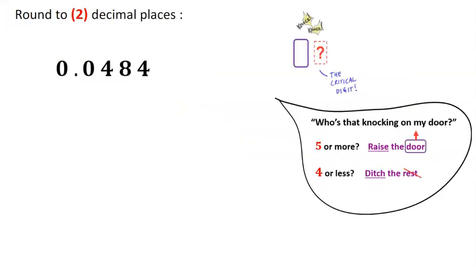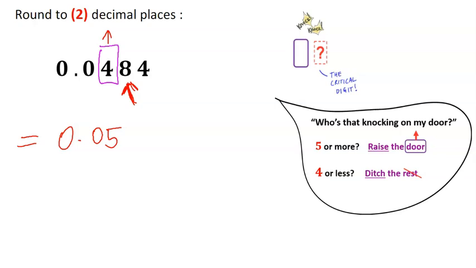This instruction says round to 2 decimal places. That tells you where to put the door. The digit is the one to look at. Now we need the song. Who's that knocking on my door? 5 or more, raise the door. Rounded to 2 decimal places, 0.05.